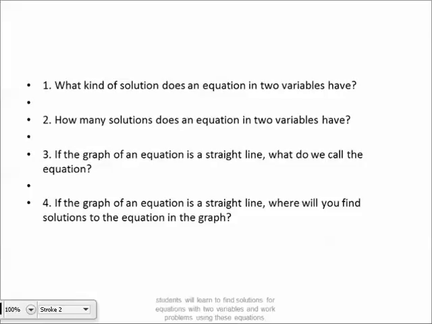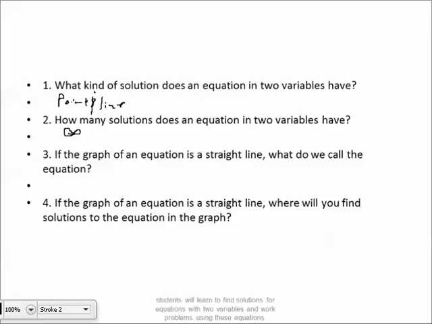So when we're dealing with two variables, what kind of a solution does the equation in two variables have? Well, it's either a point or it's a line, okay? And you could look at it as either way of those two ways of thinking, okay? How many solutions does an equation in two variables have? Well, it's actually an infinite number of solutions because how many points are there on a line? There's an infinite number of points on a line.